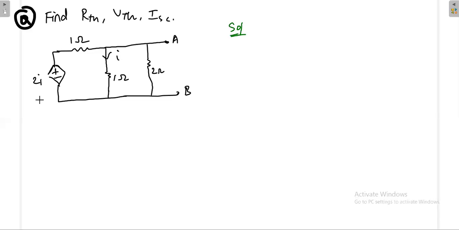This voltage source is current dependent voltage source, and you are not having any other voltage or current source. Independent sources are not there. Even if you calculate V Thevenin, that will be 0. I short circuit, that will be 0, and only R Thevenin will be there. R Thevenin means resistance looking from this terminal, because already the load is removed. And again this is not having any independent sources. But when you calculate R Thevenin, you have to keep the dependent sources. So this is the R Thevenin or R equivalent you have to measure.